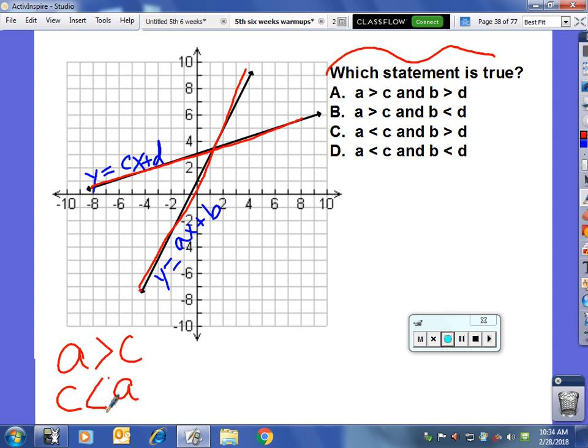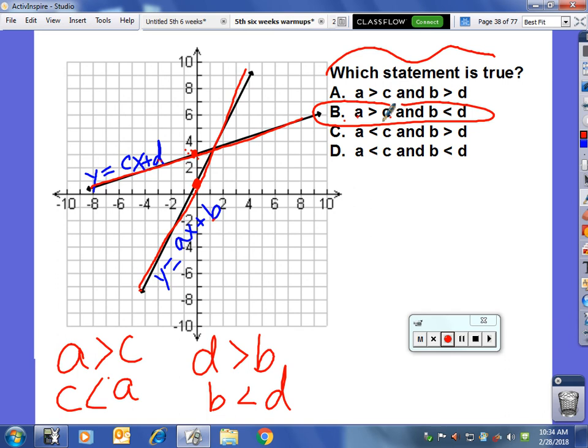Look at the y-intercepts. This y-intercept is D, and this y-intercept is B. What's bigger? D is bigger than B, or B is less than D. Which one is saying those two things? This one right here. A is bigger than C. This slope is bigger, but this y-intercept B is smaller than this y-intercept of D.